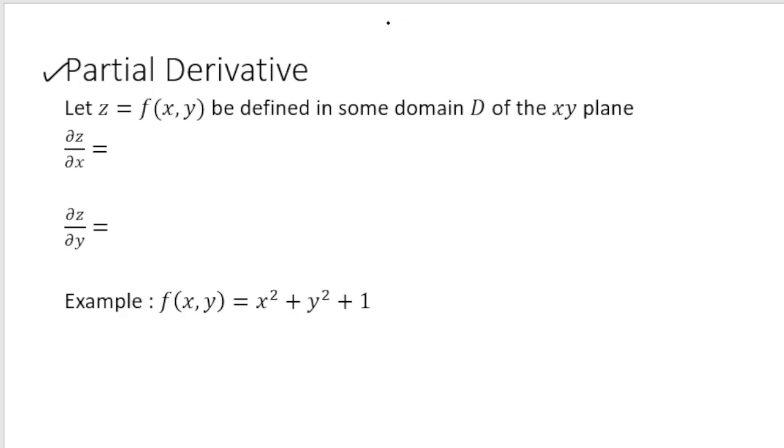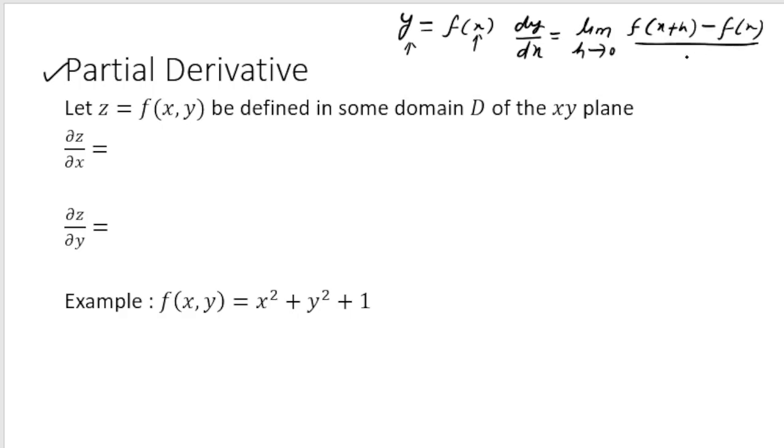But before I talk about partial derivative, let us recall a function in one variable, that is y is equal to f of x, where x is known as the independent variable and y is known as the dependent variable. If I ask you what is dy by dx, you might be aware that dy by dx can be defined as limit h tends to 0 of f of x plus h minus f of x divided by h.